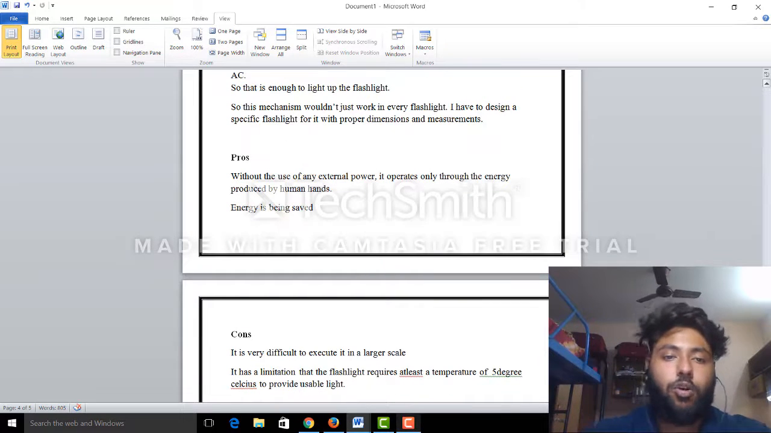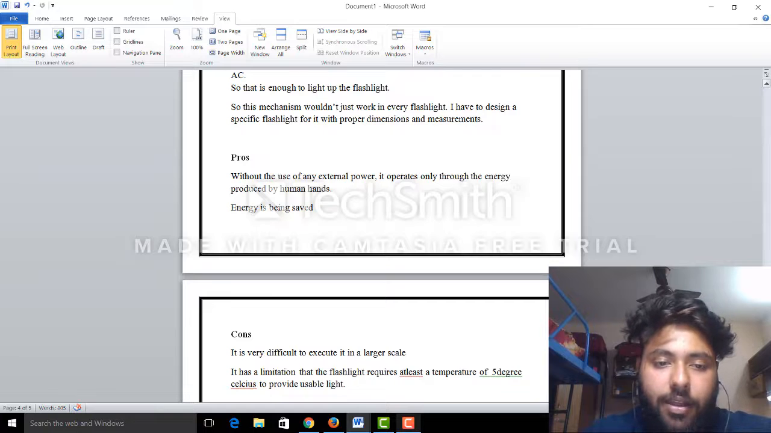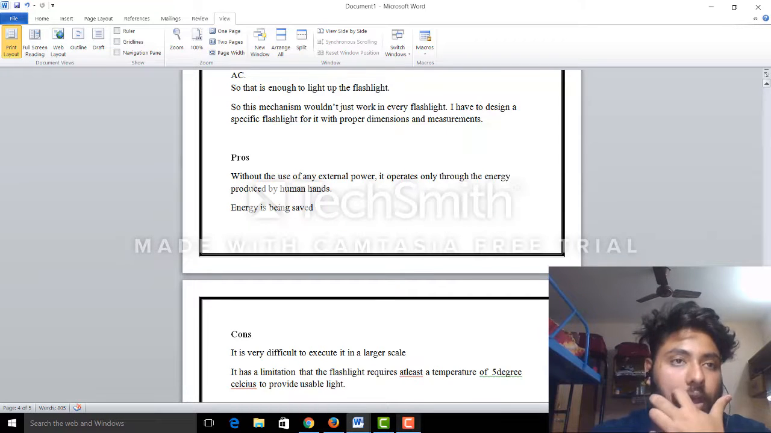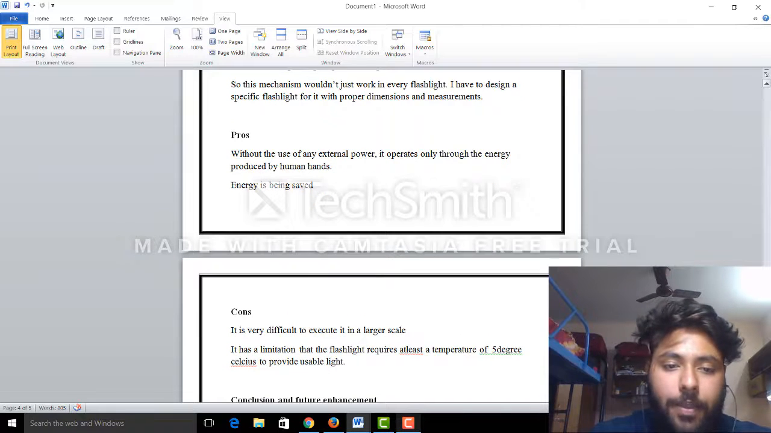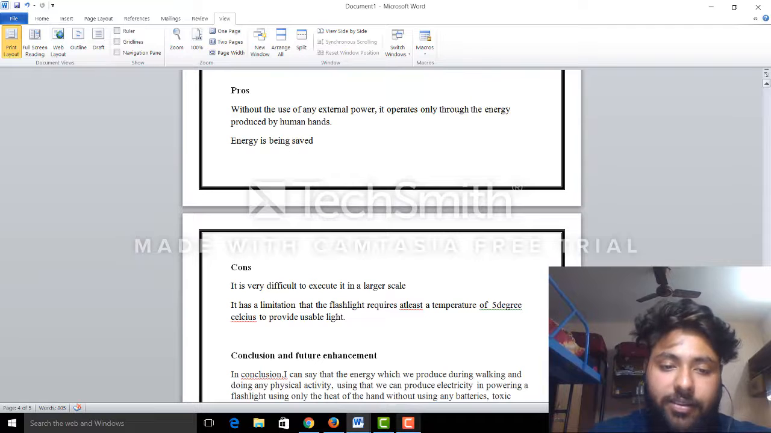So, the various pros and cons for this idea. The main pro of the idea is that without the use of any external power, it operates only through the energy produced by the human hands. So we are not using any external power or any external batteries. Secondly, energy is also being saved.